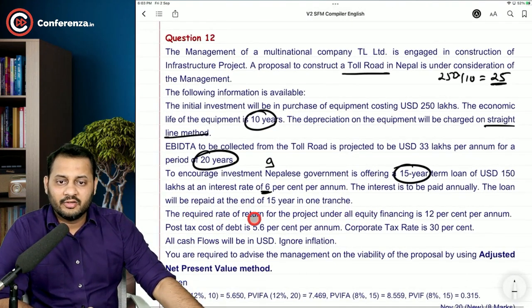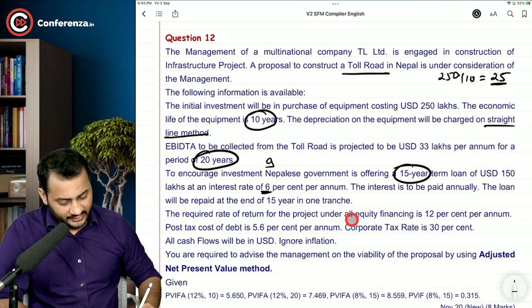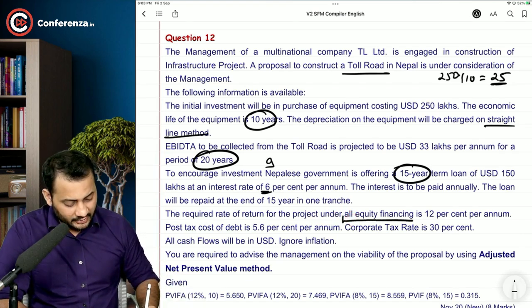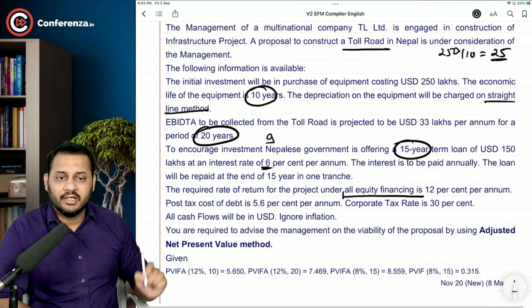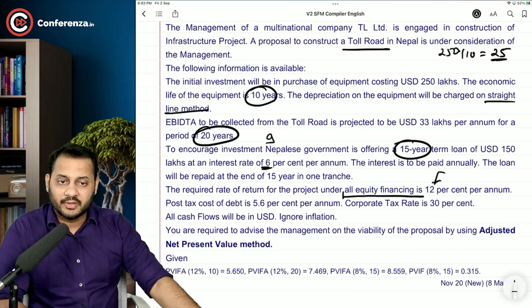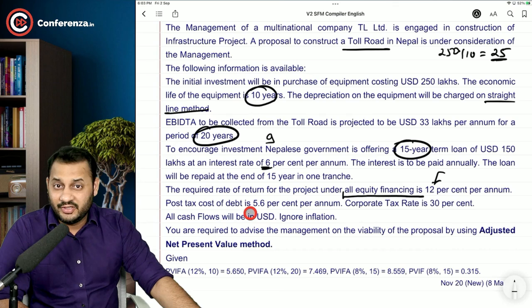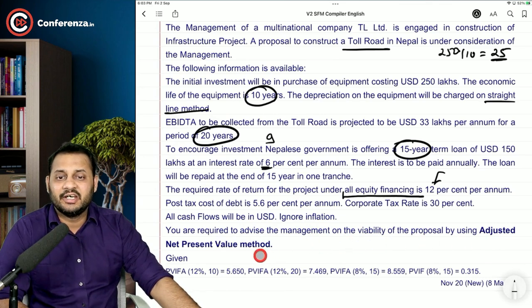The required rate of return for the project under all equity financing, that means if we do not take the loan and do the entire financing ourselves, will be 12%. Post-tax cost of debt is 5.6%, in case you want to calculate the present value of interest separately. That is Kd(1 minus T). Corporate tax rate is 30%, all cash flows in dollars, ignore inflation. You are required to advise the management on the viability of the proposal by using the adjusted net present value method.